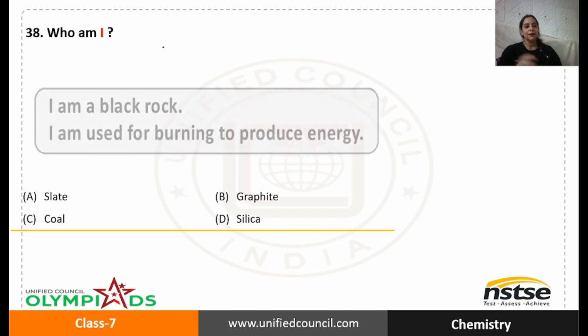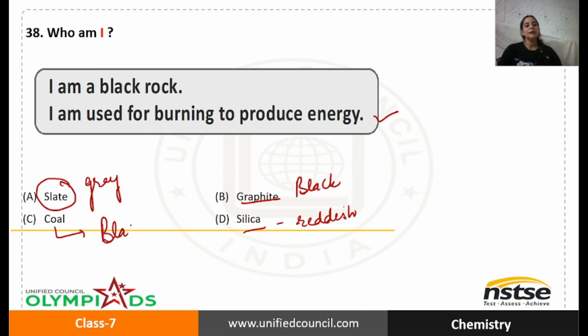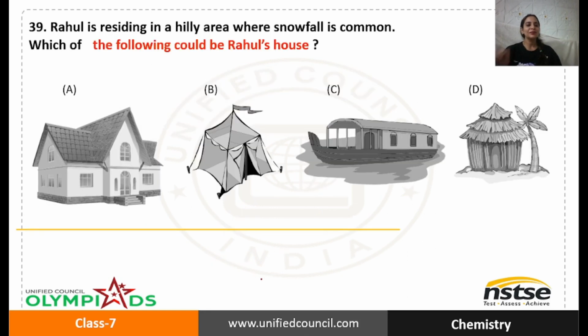Who am I? I am a black rock. That means a rock which is black in color. I am used for burning to produce energy. The second statement implies that it is a combustible substance. We can burn it, and when we burn it, it produces energy also. Now if I talk about slate, slate is grey in color. Graphite is black in color. Silica is somewhat reddish in color. But coal is black in color, and if you burn coal, it produces energy. So which option is correct? Option C is correct.